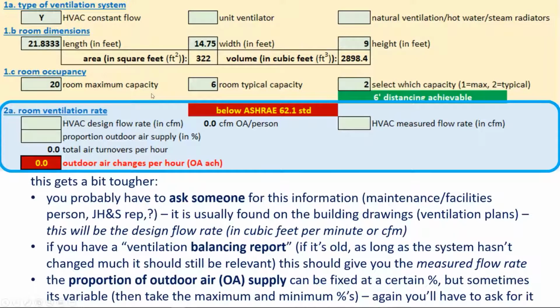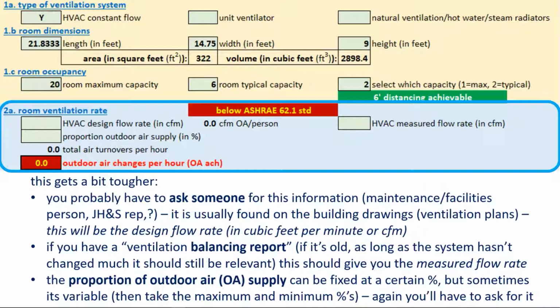And this gets a bit tougher. You'll probably have to ask someone for this information, maintenance, facilities person, maybe even a health and safety rep. It can often be found on building drawings, the ventilation plans, and this would be the design flow rate in cubic feet per minute. If you have a ventilation balancing report, you could use this. Even if it's old, as long as the system hasn't had much changes made to it, it should be relevant.